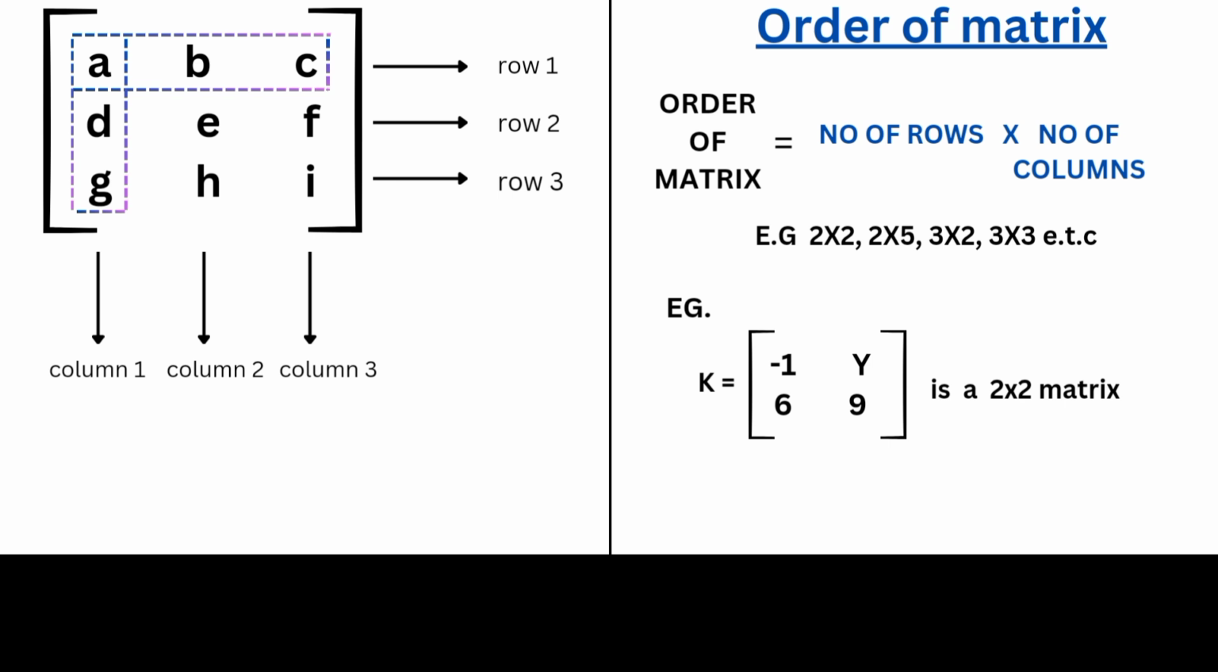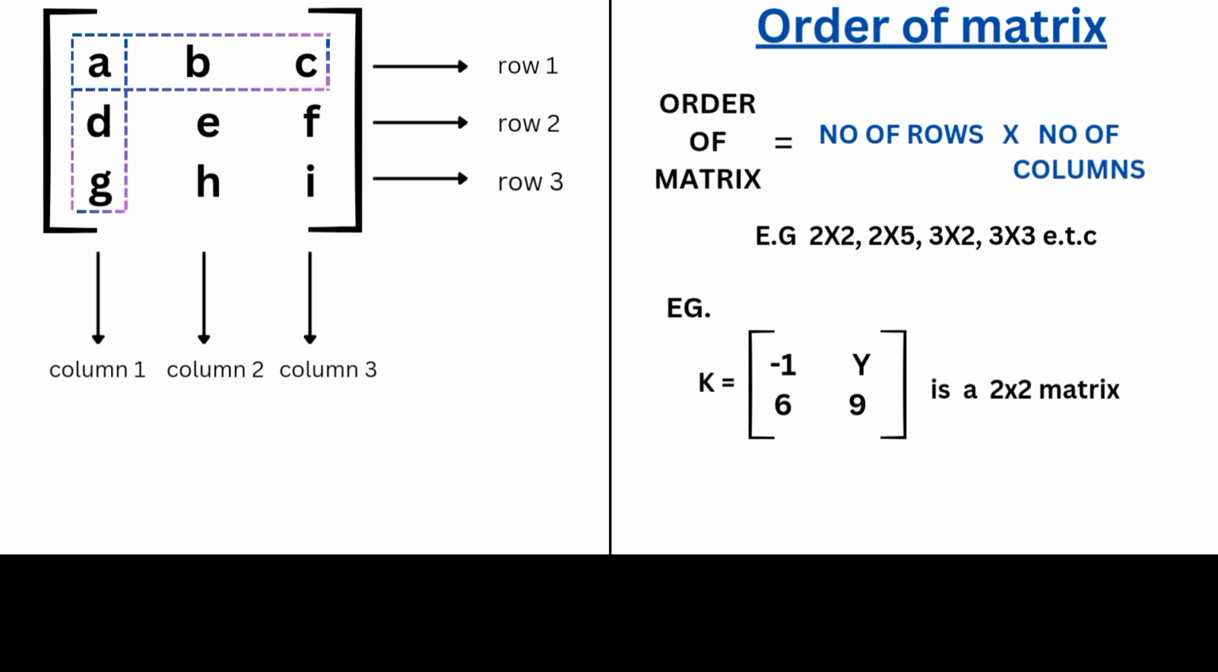It is very important for you to know the difference between rows and columns when it comes to order of matrix. So order of matrix is number of rows multiplied by number of columns. For example, 2 by 2 means this matrix has 2 rows and 2 columns. 2 times 5 means it has 2 rows, 5 columns. 3 times 2 means it has 3 rows, 2 columns. 3 times 3 means it has 3 rows and 3 columns. So the first number represents rows, the second number represents columns in the order of matrix.